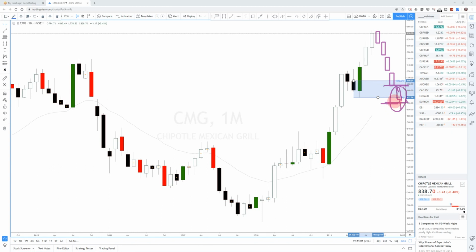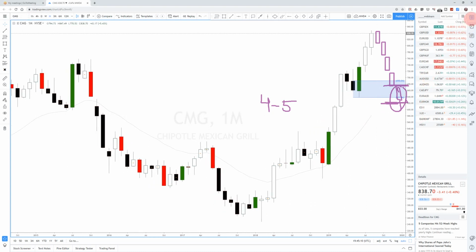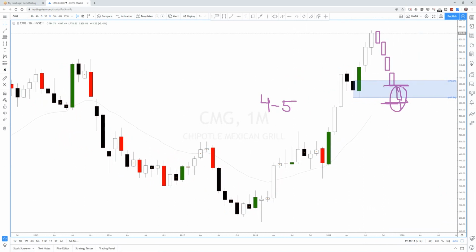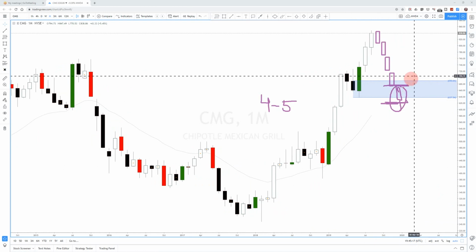So what happens now? Imagine you have bought 4 or 5 months of time. On a monthly chart, don't forget, you have to buy more than 3 months. So 1 month already. Then next month we get this candlestick. What kind of candlestick is this?